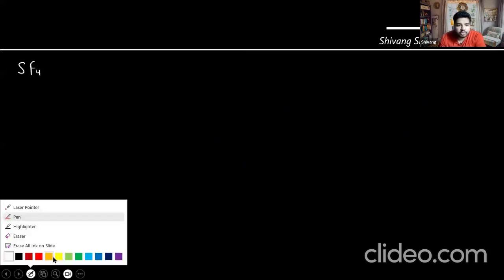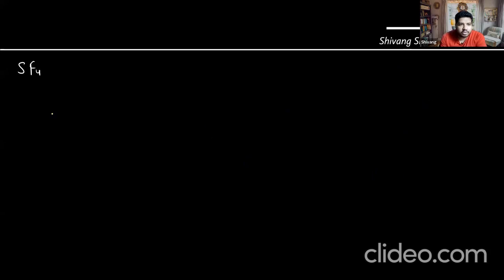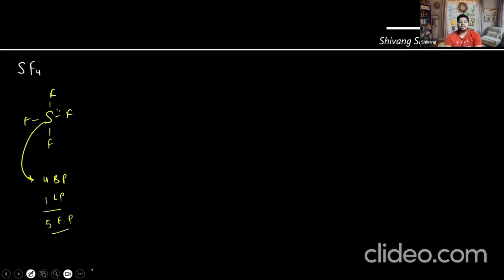Next, we have SF4. So SF4 is obviously sulfur with 4 fluorines, and then there are lone pairs, okay? So when we talk about the central atom, which is sulfur, we have 4 bond pairs and 1 lone pair, not 2, just 1 lone pair. So 4 plus 1, 5 electron pairs, okay?